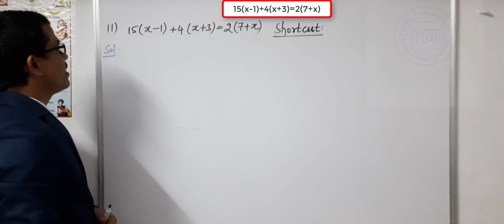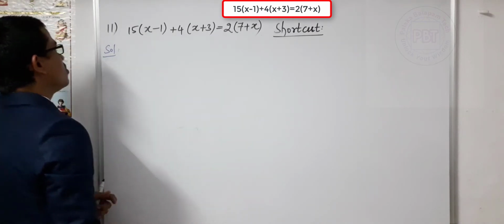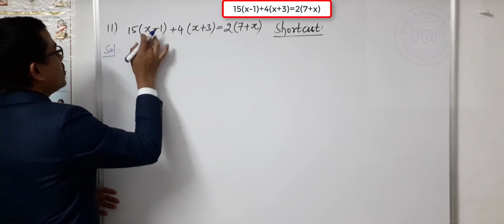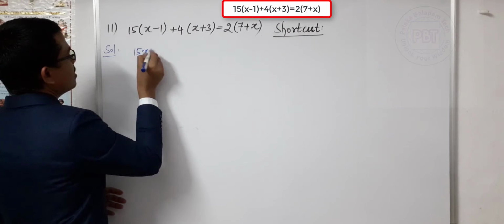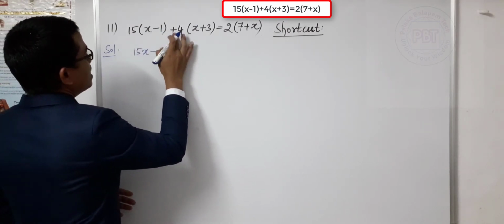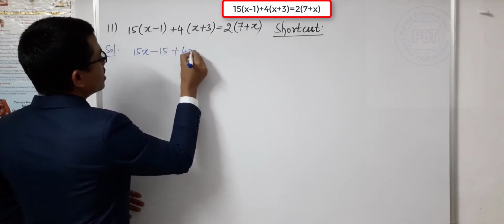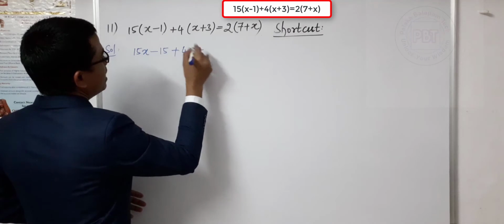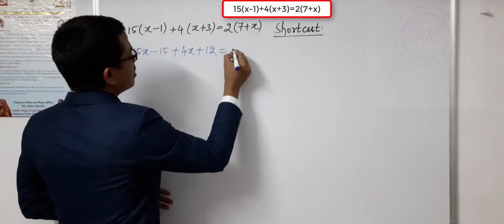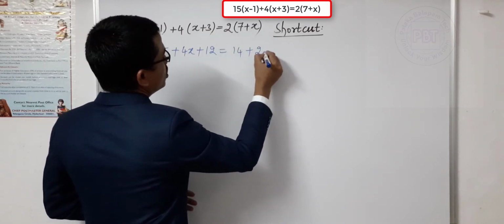15(x minus 1) plus 4(x plus 3) equal to 2(7 plus x). So first we have to multiply the numbers with the bracket terms. So 15 into x is 15x, plus into minus is minus, 15 ones are 15, plus into plus is plus, 4 into x is 4x, plus into plus, 4 3s are 12, that equal to 2 7s are 14, plus into plus, 2 into x is 2x.